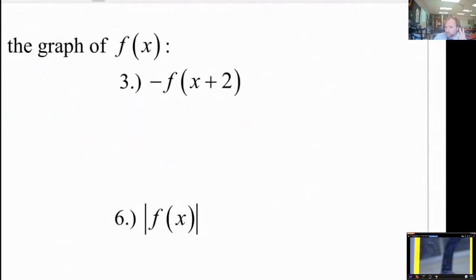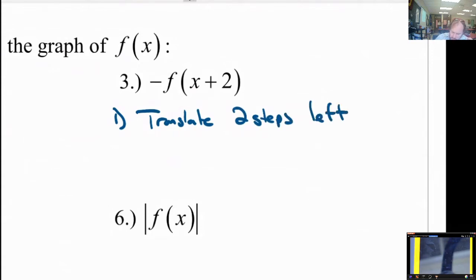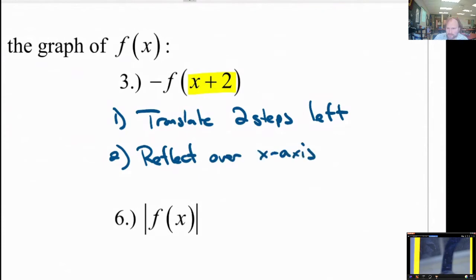Now, this is going to do two things. This one is going to combine a reflection and a translation. So, number one, it's going to translate 2 steps to the right, or to the left. Remember, the inside of the function works backwards of what you might expect. This is going to cause everything to move 2 steps back in time. It's also going to reflect over the y-axis. Or sorry, x-axis, my fault. It's going to reflect vertically over the x-axis.